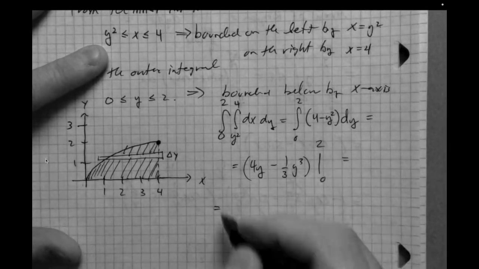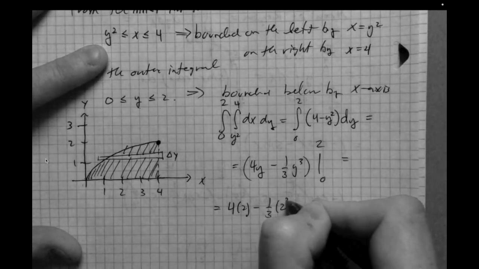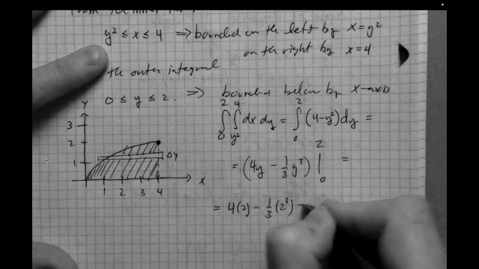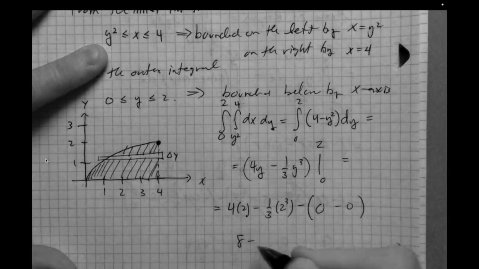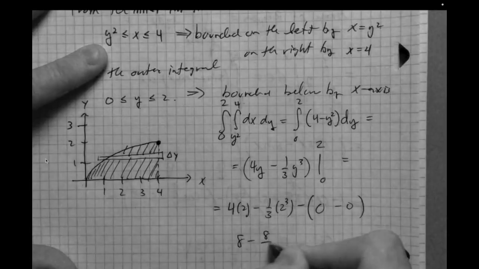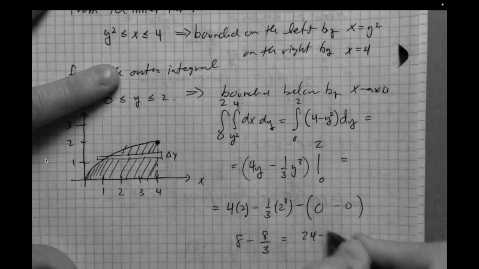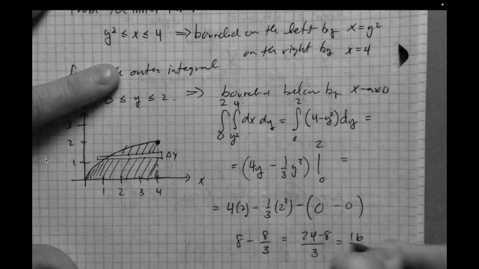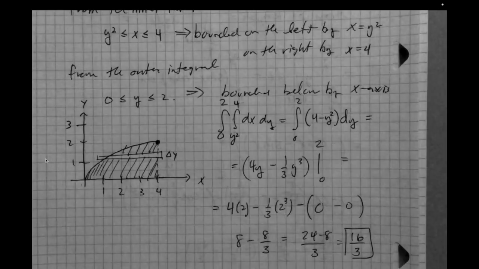And so you would have 4 times 2 minus 1/3 times 2 cubed, minus 0 minus 0. Okay, so it'd be 8 minus 8/3. And so that's going to be 24 minus 8 over 3, so 16 over 3. Okay, so that's the value of the integral.